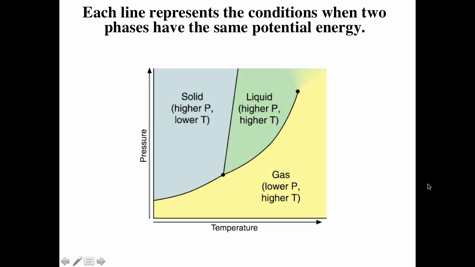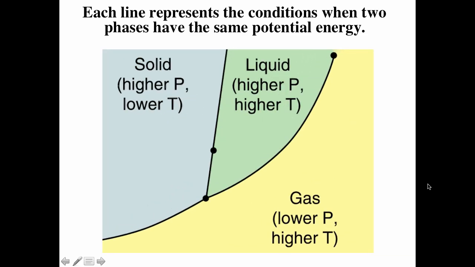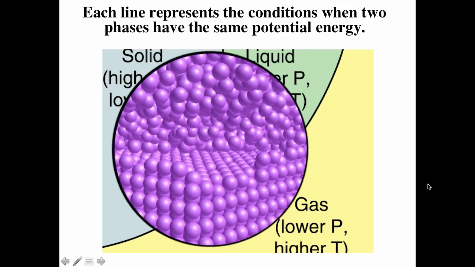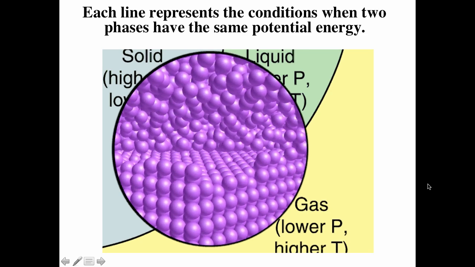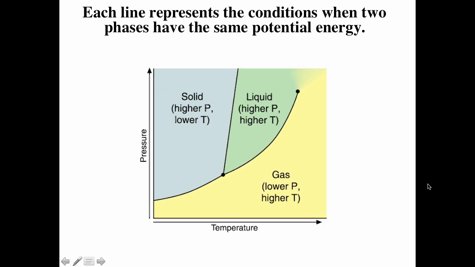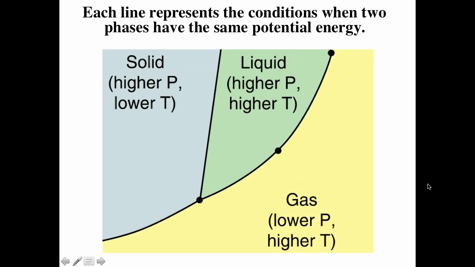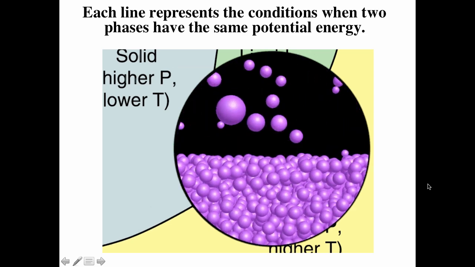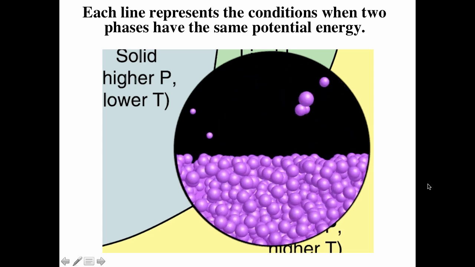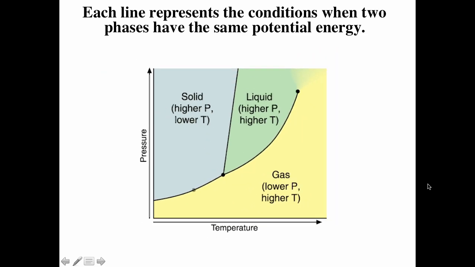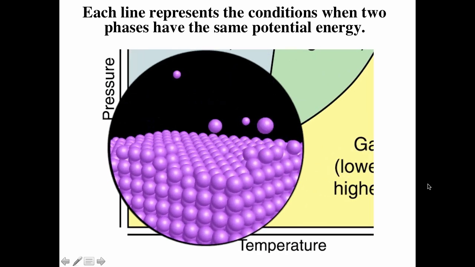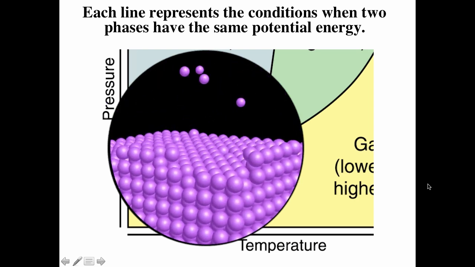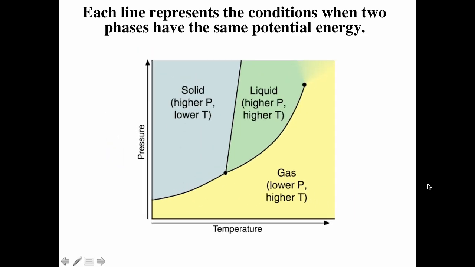At any point along the solid-liquid line, the phases are in equilibrium. Melting and freezing are occurring at the same rate. In other words, the same number of particles are moving from the solid to the liquid per unit time as are moving from the liquid to the solid. Similarly, at any point along the liquid-gas line, vaporizing and condensing are occurring at the same rate, which means that the number of particles moving from the liquid to the gas per unit time equals the number moving from the gas to the liquid. Finally, along the solid-gas line, subliming and depositing are occurring at the same rate. That is, the same number of particles are moving from the solid to the gas per unit time as are moving from the gas to the solid.